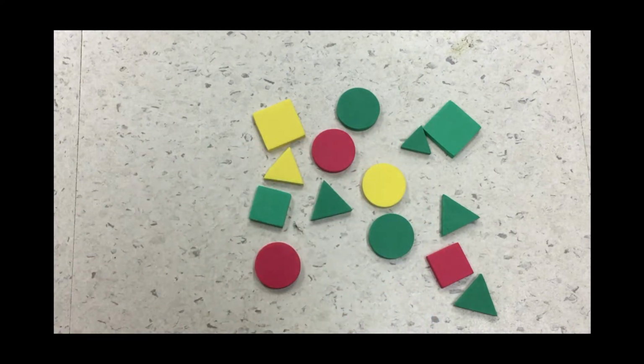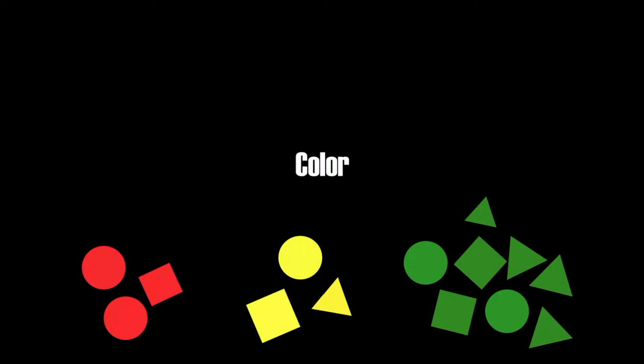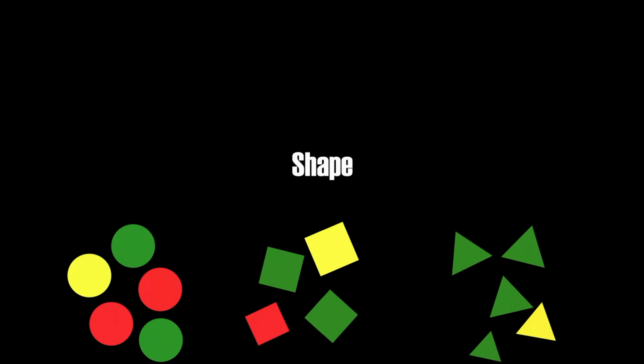So take these shapes for example. Students might take the shapes and they might sort them into colors. Some students might want to sort the shapes into shapes. But again, it's the students that we're going to try and get to determine how we sort them. Let's see what this looks like in a classroom.